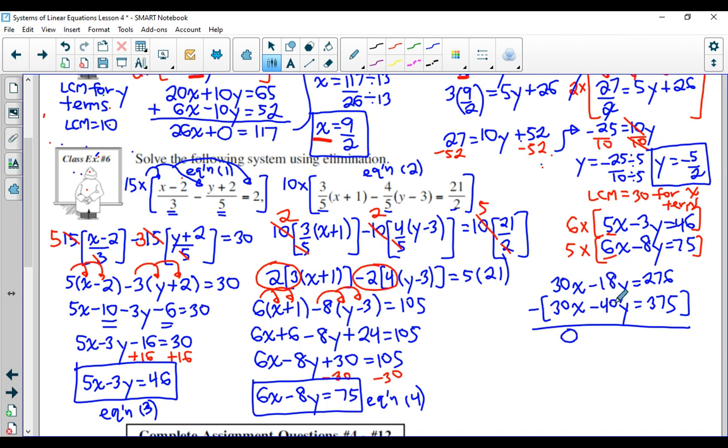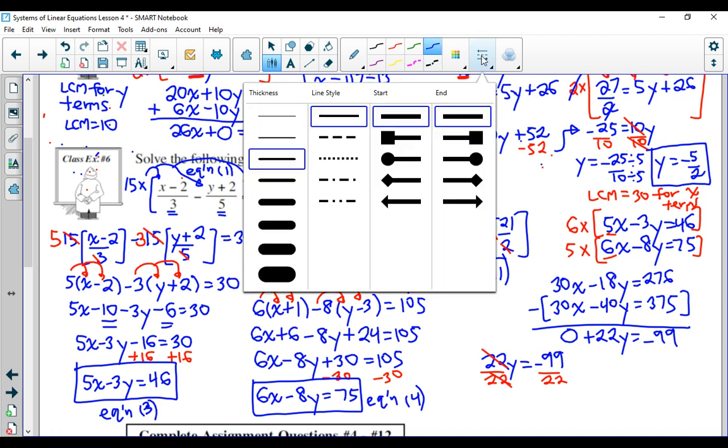Negative 18 minus negative 40 would be negative 18 plus positive 40. So that's going to be positive 22y. And then 276 subtract 375 would be negative 99. Okay, so now we have 22y is negative 99. And then I want to isolate for y, so I'm going to divide both sides of the equation by 22.